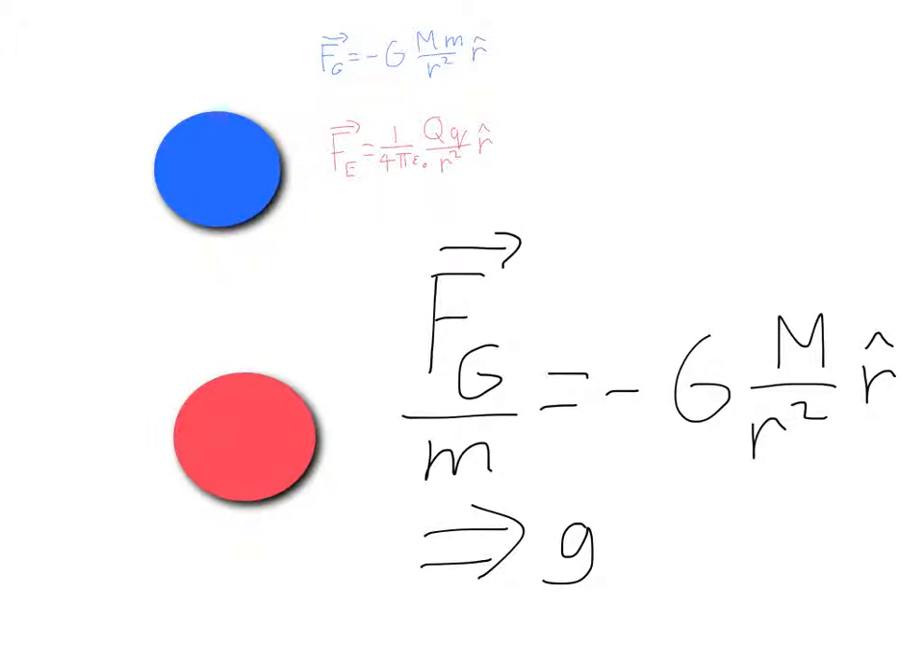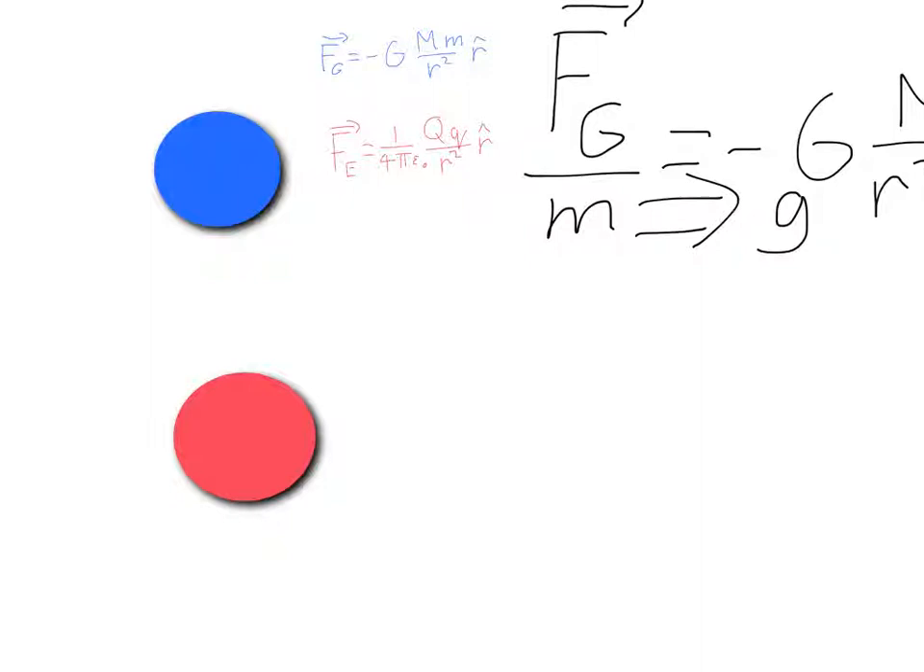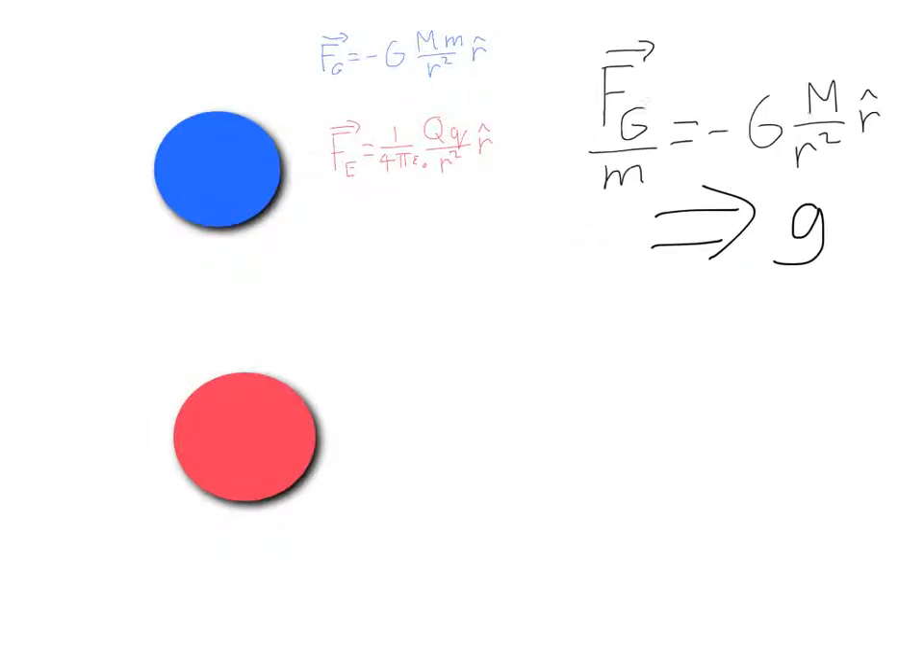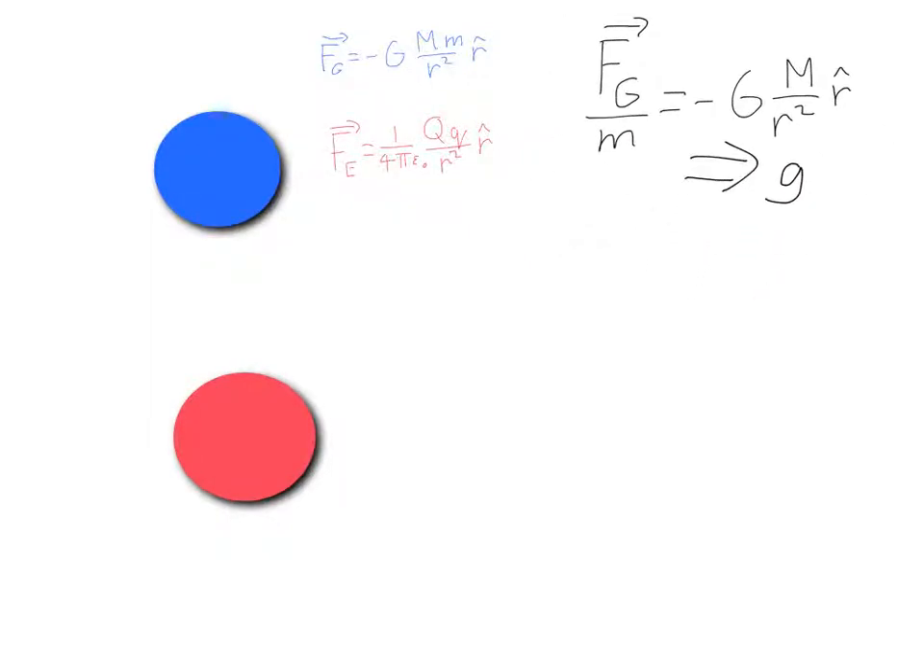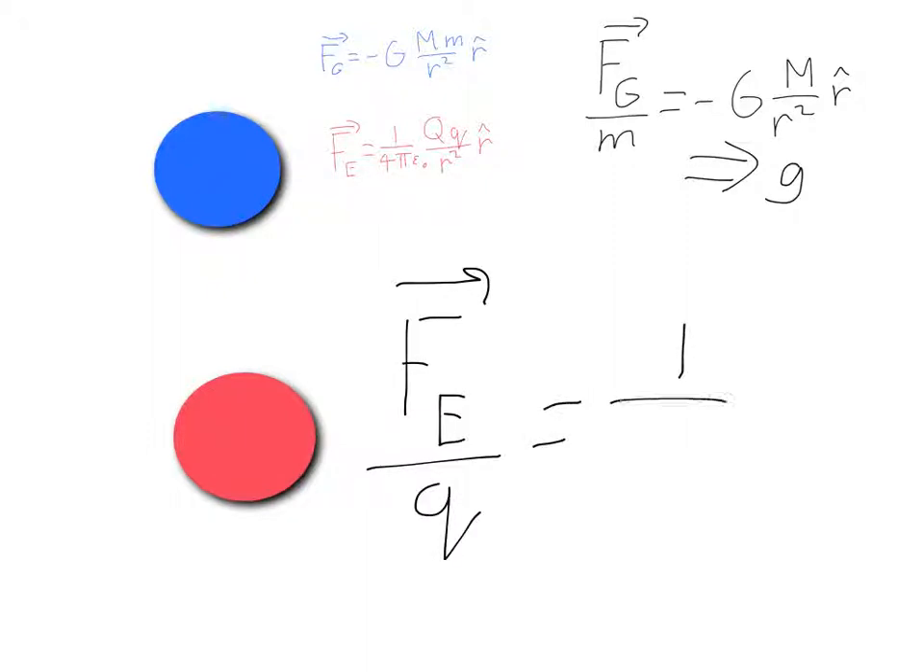But now let's take this idea and put it into a different context, one where it may not look as obvious what it might be. So we'll put that off to the side for now. And we'll talk about the same sort of thing, but with the electric force. Now, in that case, of course, the electric force is certainly not going to be divided out by mass as it was before. But if we divide that by the little charge, we still get the same sort of effect. 1 over 4 pi epsilon naught, charge q, over r squared, r hat.